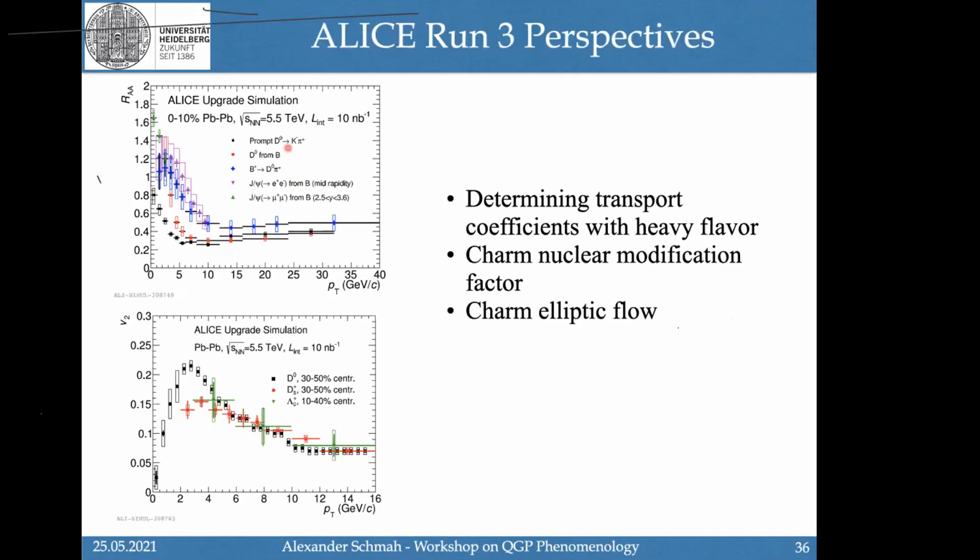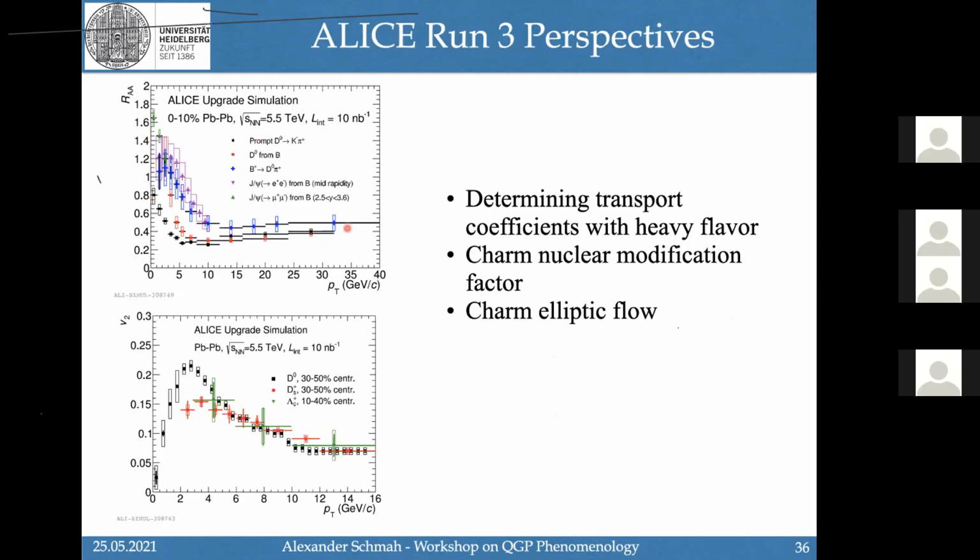So the perspectives for Run 3 you see here. So again, D_s and B_s, R_AA measurement now to large momenta with relatively small error bars. v2 measurements of such kind of particles, of charm particles, including Lambda C to momenta, as you see here, up to 14, 15 GeV.